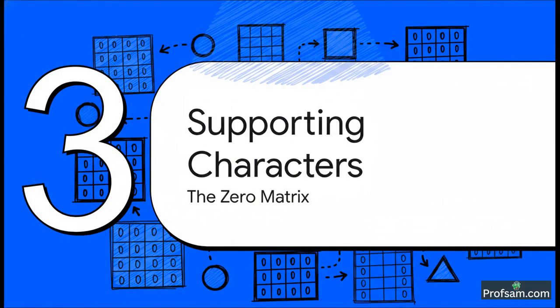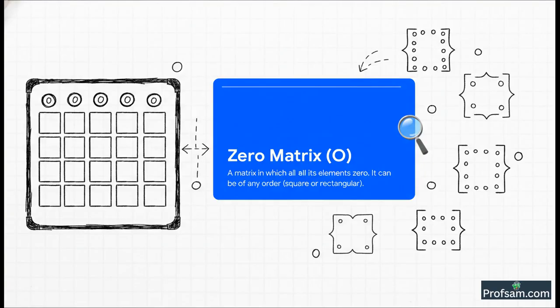All right, we've met the stars of the show. Now let's meet a very simple but important supporting character, the zero matrix. The zero matrix, sometimes called the null matrix, is probably the easiest one to understand. Every single element inside it is 0. That's it. And unlike our VIPs, it doesn't have to be square. It can be any order, any shape at all. The best analogy? Your inventory in a game right when you start. It's completely empty. All slots are 0.